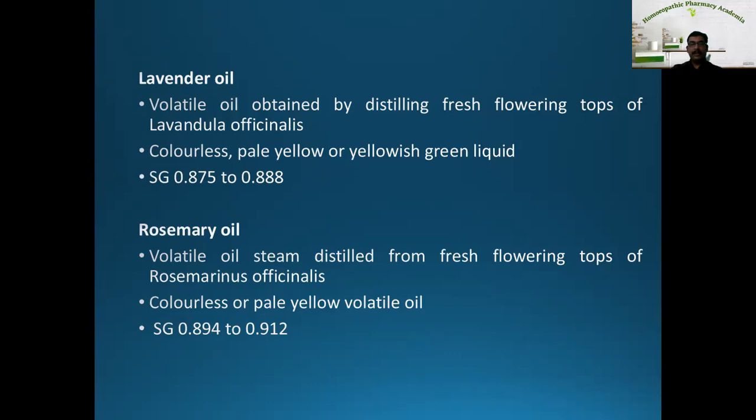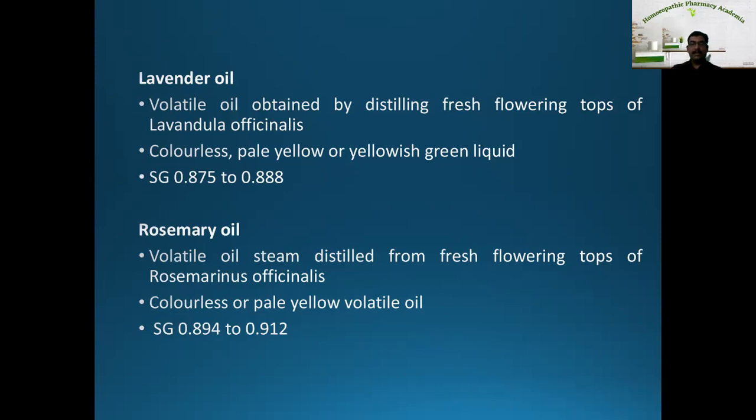Next important oil is rosemary oil. This oil is also a volatile oil, and it is prepared from fresh flowering tops, and the oil is obtained by steam distillation of fresh flowering top. And the constituents of rosemary oil are 1,8-cineole, alpha pinene, borneol, bornyl acetate. So these are the constituents of rosemary oil.